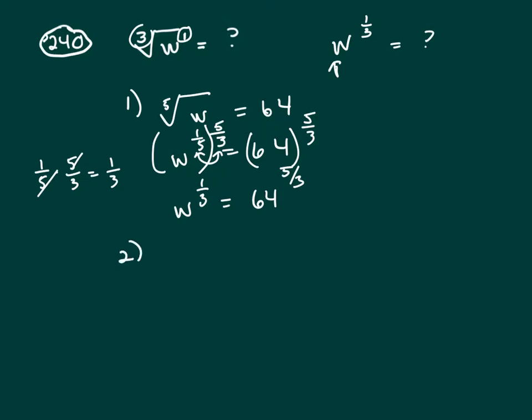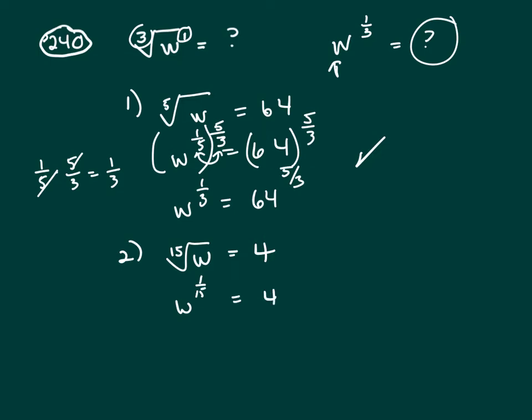Let's look at clue 2. The 15th root of W is 4. And basically right now I could stop because I know I can rewrite this as W to the 1/3 and I'd have my answer. But I'm going to show you the math behind it. So this is W to the 1/15 equals 4.